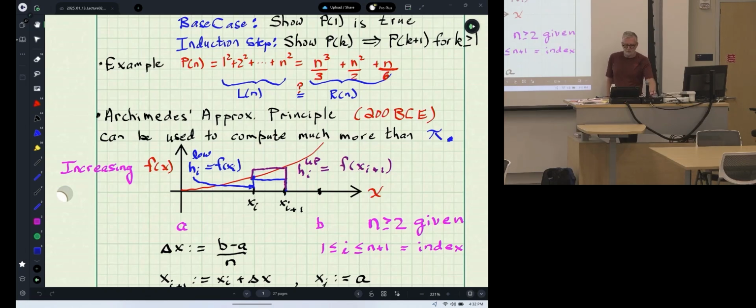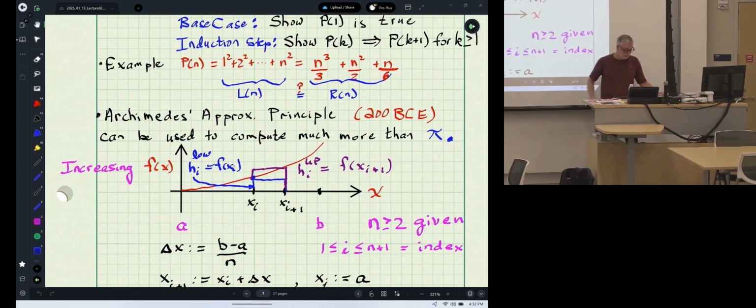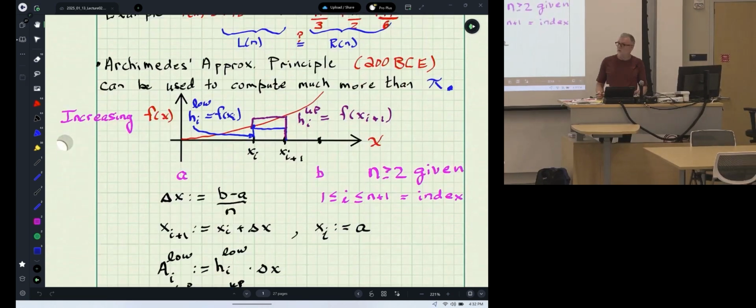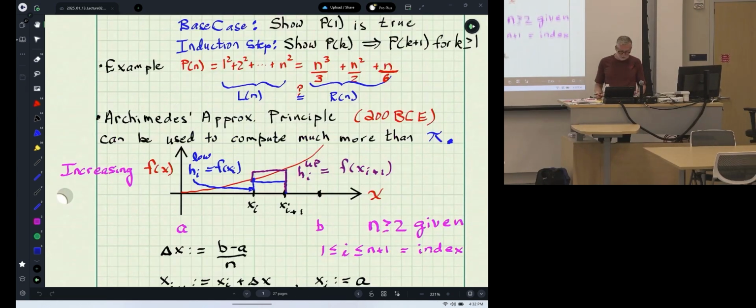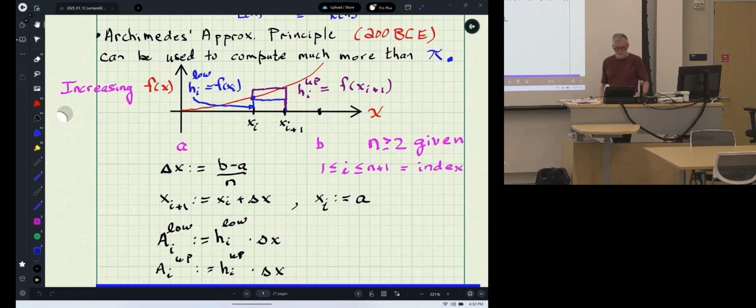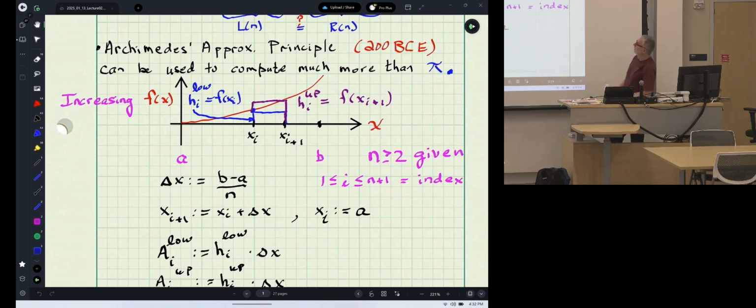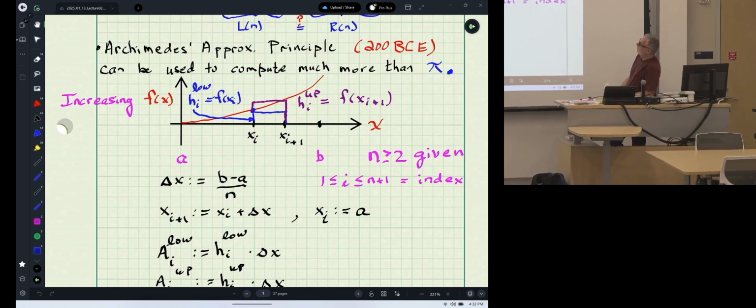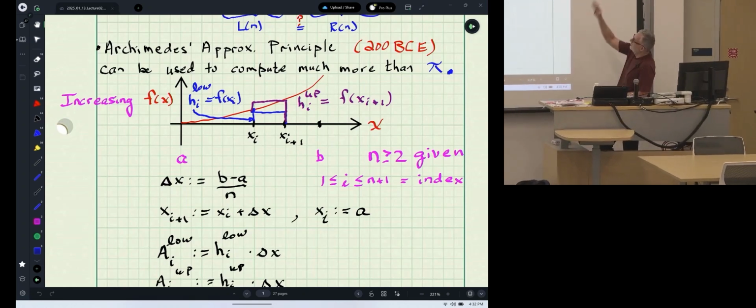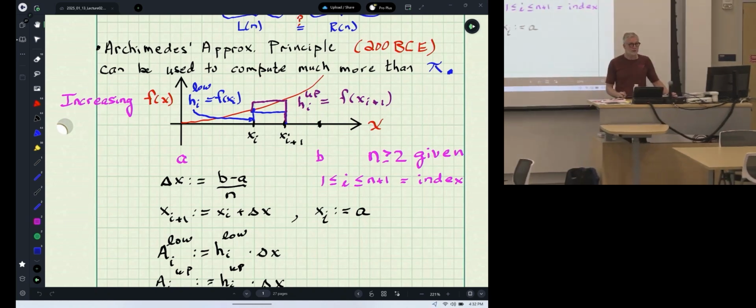Archimedes' approximation principle was developed 2,200 years ago to compute pi, but it's a very general principle that we can apply to a lot of different situations. And so what we were doing at the end of lecture last time is just taking a monotonically increasing function. We did the algebraic calculations when that function was f of x equals x.